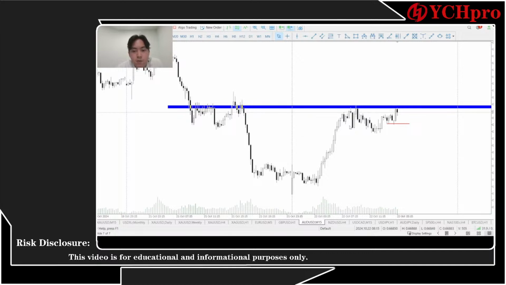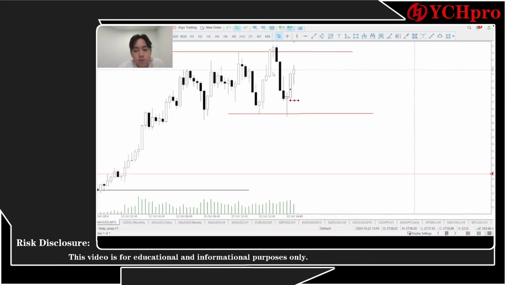The market maker buy model seems to show that the market will be breaking through and continue going higher. From the gold perspective, not so sure, maybe it goes ranging, but we are definitely looking at this area.